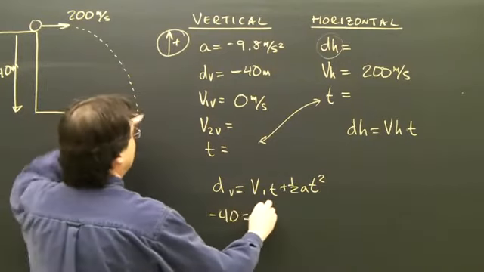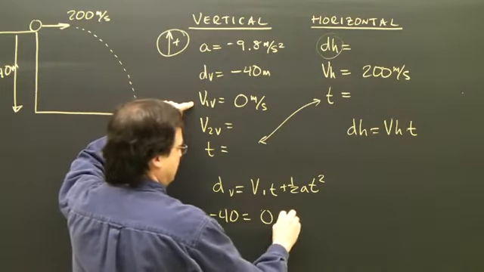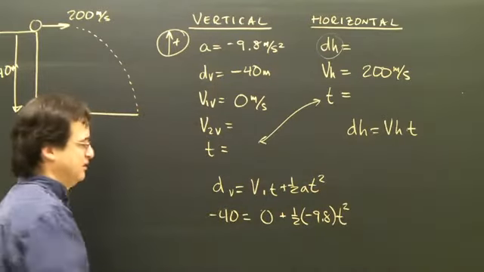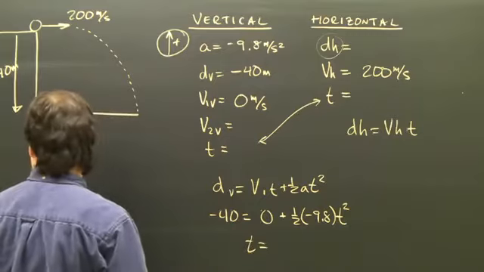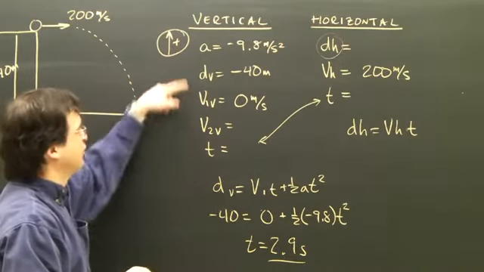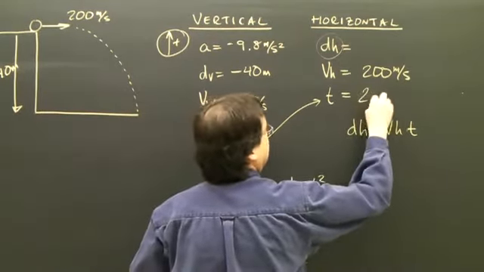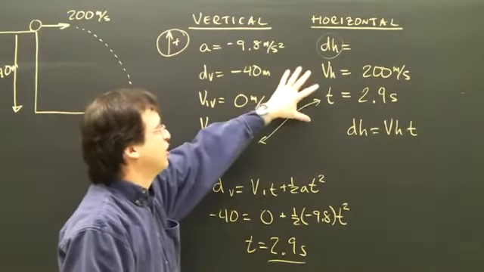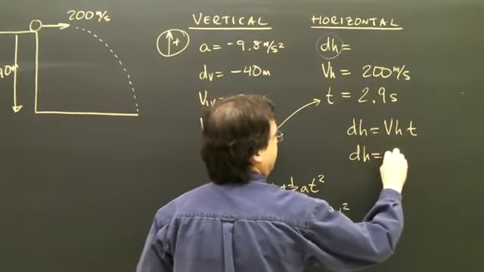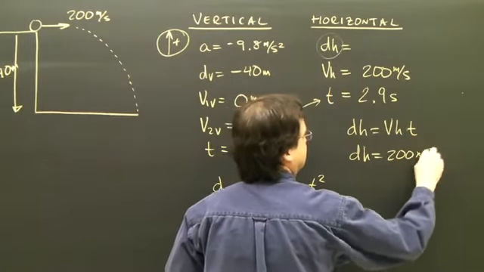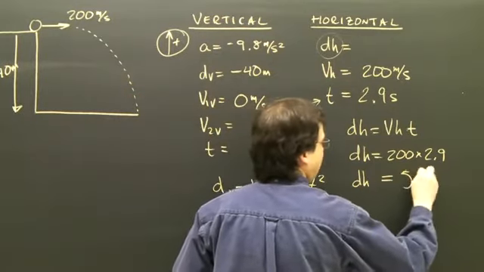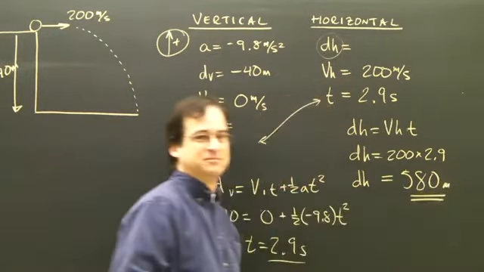Negative 40 equals 0 times time, which is going to be 0, plus 1/2 times negative 9.8 t squared. I solve for t. I'm not going to waste the time to do that because I've already worked it out over here: 2.9 seconds. I now know the time in the vertical is 2.9 seconds, so therefore the time here is 2.9 seconds. In the horizontal column, I've got my 2 variables, so I can plug it in here. Horizontal distance is 200 times 2.9. The horizontal distance is 580 meters.